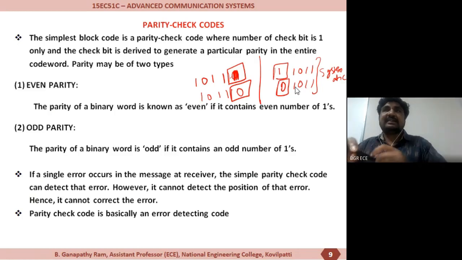And if a single error occurs in the message at the receiver, then the parity check code can detect that error, but it fails to correct it, since we are unable to identify in which bit the error has happened. That's why the parity check code is called an error detecting code, having the capability of detecting the error alone. It cannot identify the position of the error, so it fails to correct it.